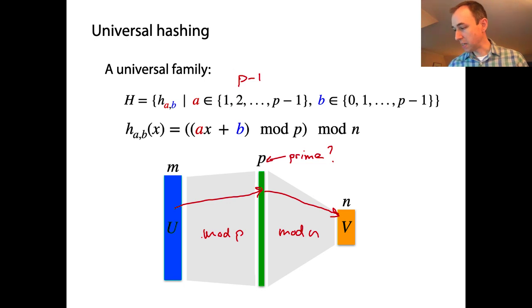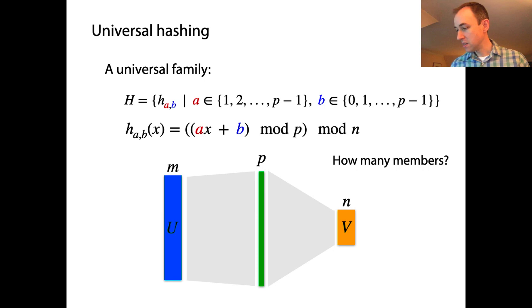How many ways do I have of picking b? Well, that varies from 0 up to p minus 1, so I have p ways of picking b. So how many members are there? It's p times p minus 1. The p ways of picking b and the p minus 1 ways of picking a.